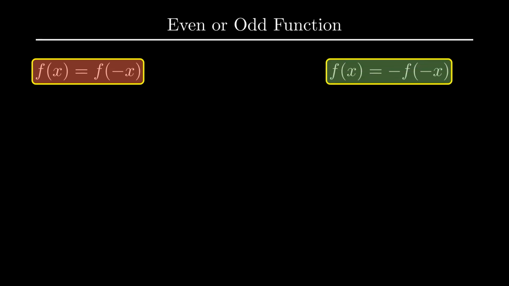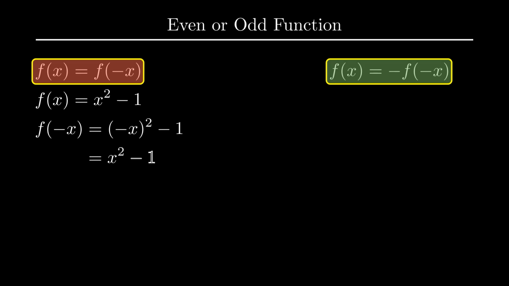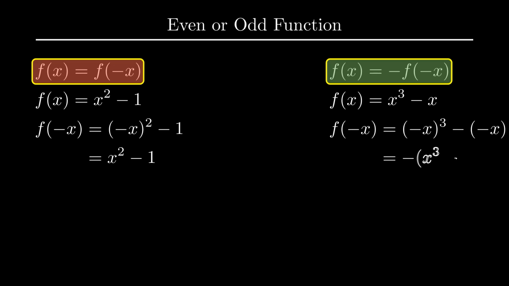For example, the function x squared minus 1 is an even function because when we substitute minus x in place of x, we get the same function back. Similarly, the function x cubed minus x is an odd function because when we substitute minus x in place of x, we get the negative of the function back.